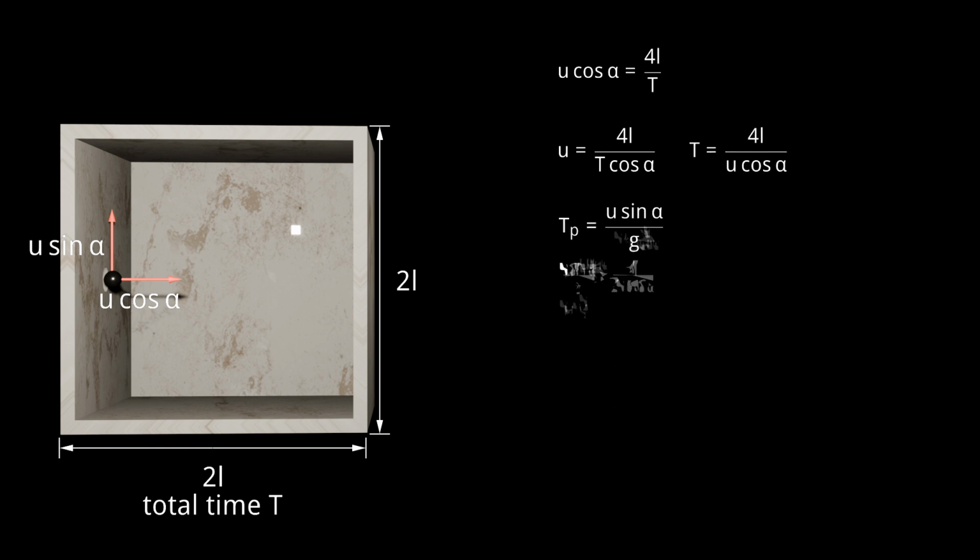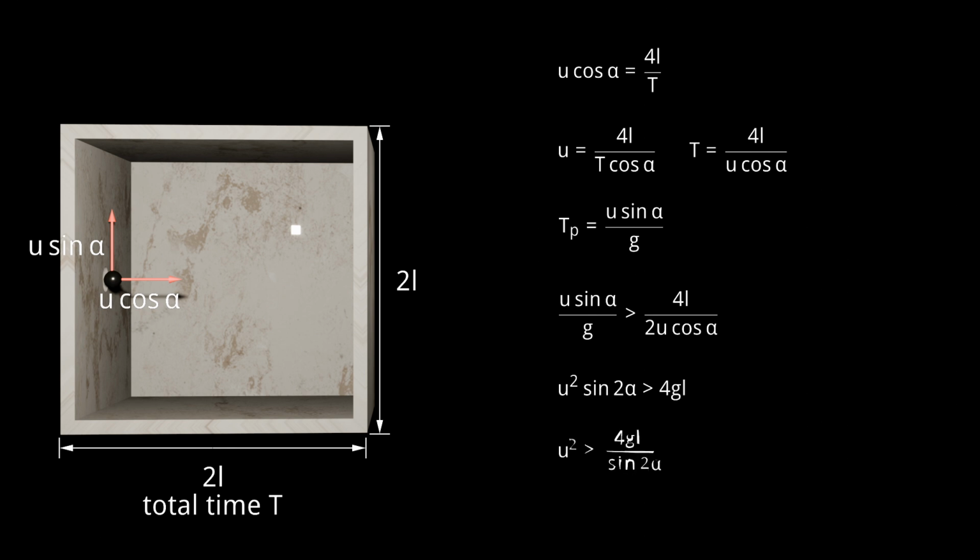By substituting the previously derived expressions for t sub p, the time to reach maximum height, and t, the total time inside the room, we can determine the minimum initial velocity required to ensure that the ball does not reach its maximum height while still inside the room. This ensures that the ball exits the room before completing the upward phase of its motion, preventing it from reaching the peak of its trajectory.